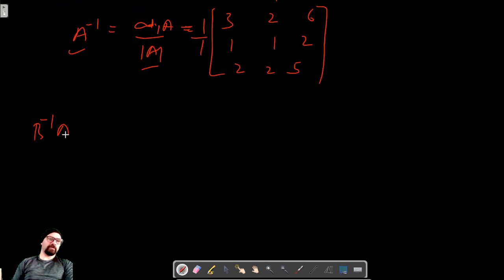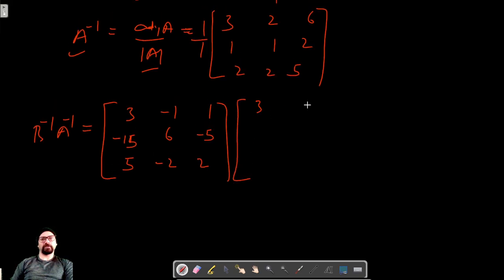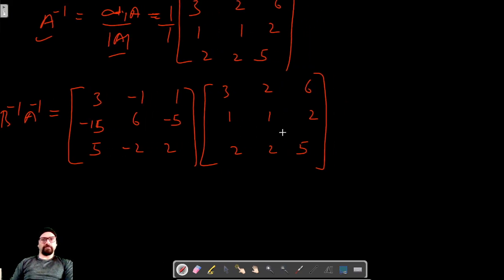Let's find out now B inverse into A inverse. B inverse is given: it's 3 minus 1 1, minus 15 6 minus 5, 5 minus 2 and 2. So this is B inverse, and A inverse is 3 2 6, 1 1 2 and 2 2 5. Okay, let's now multiply them.